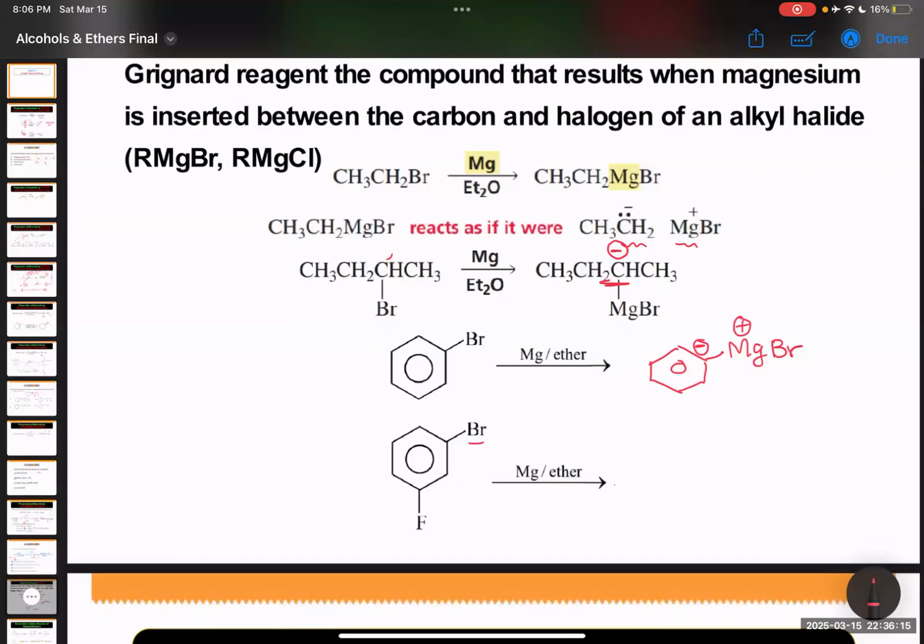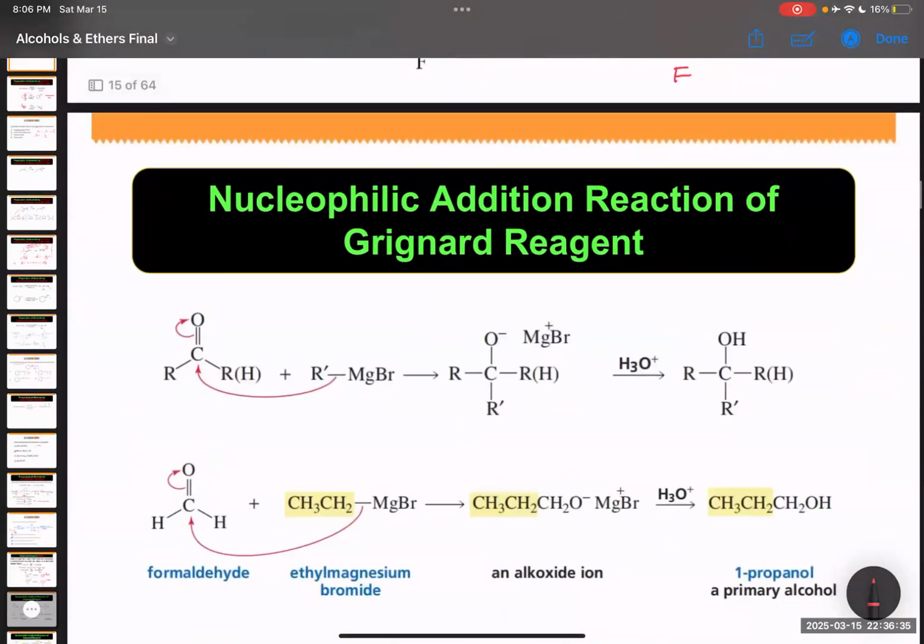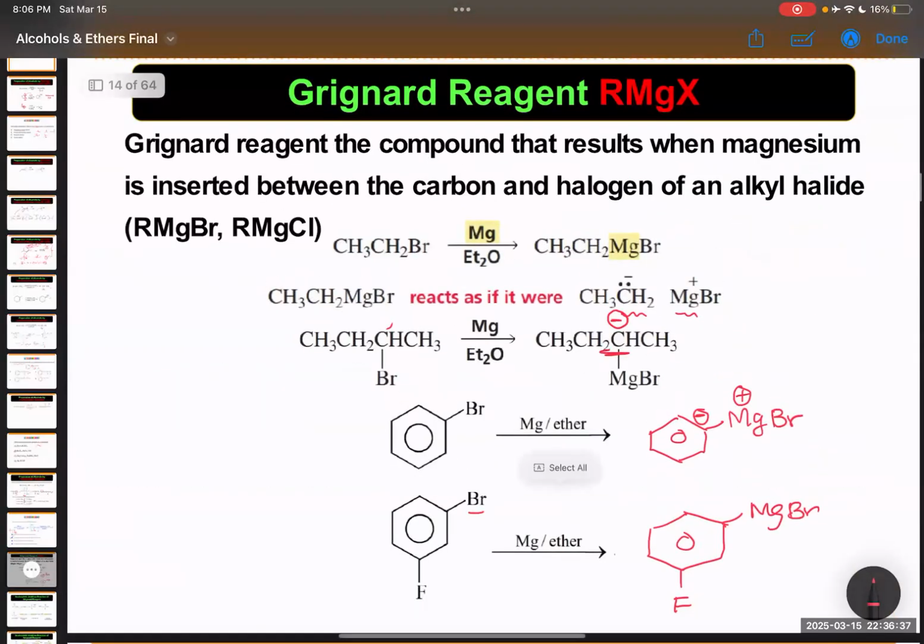If there are two halogens, the weaker one, whose bond is weaker, will react quickly. So this is MgBr. And F is a stronger bond, so it is not going to react. Got it? So this is the preparation of Grignard.